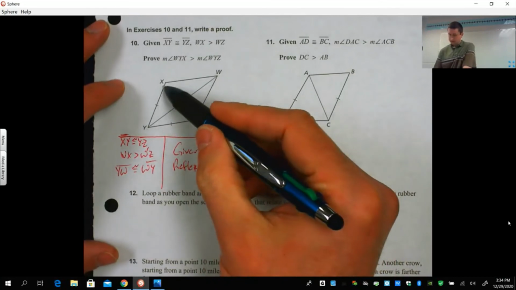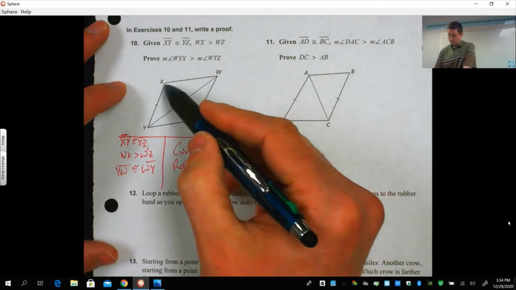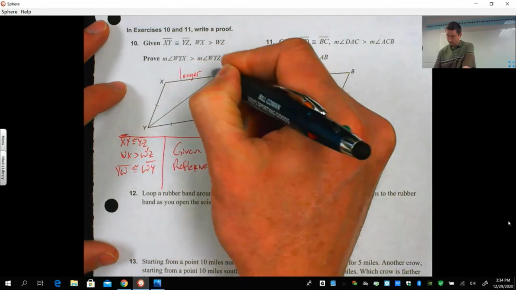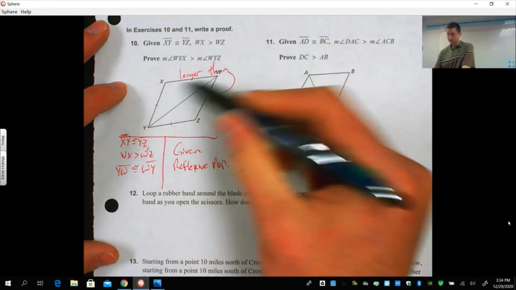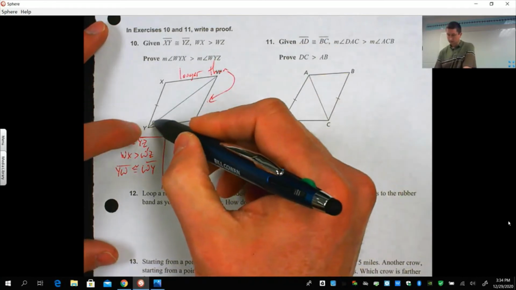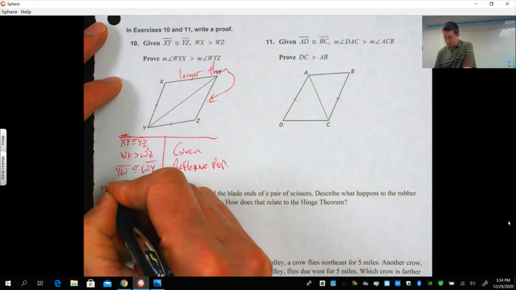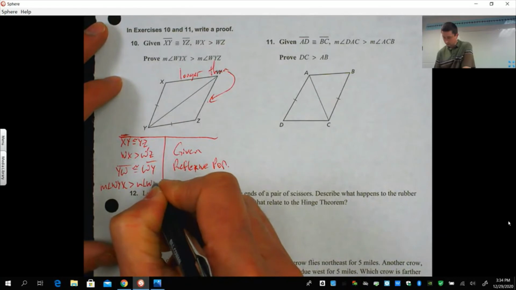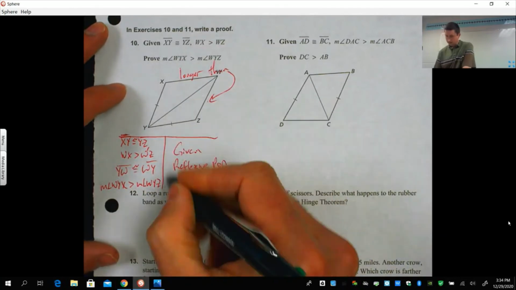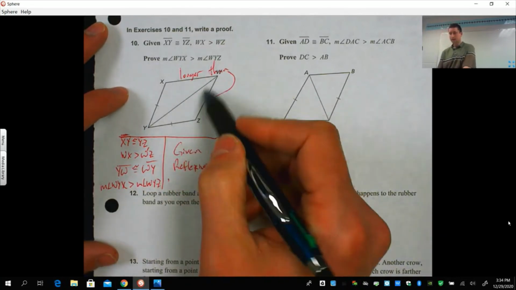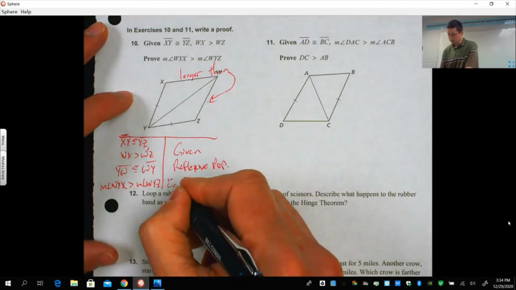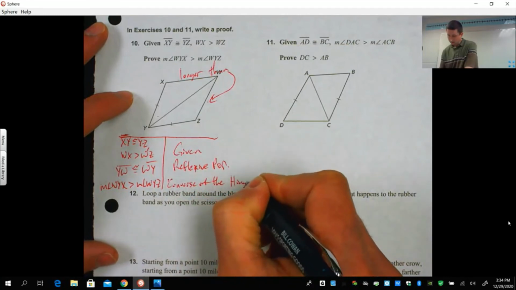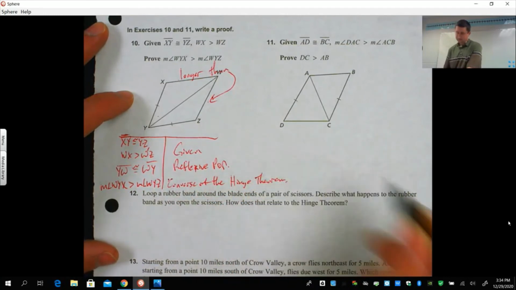So since we have a side, and we know WX is greater than WZ, this is longer than this one. That means the measure of angle WYX has to be greater than the measure of angle WYZ. And that is the, okay, they're giving us the sides, we're relating the angles, so that is the converse of the hinge theorem. And that's kind of the setup there.